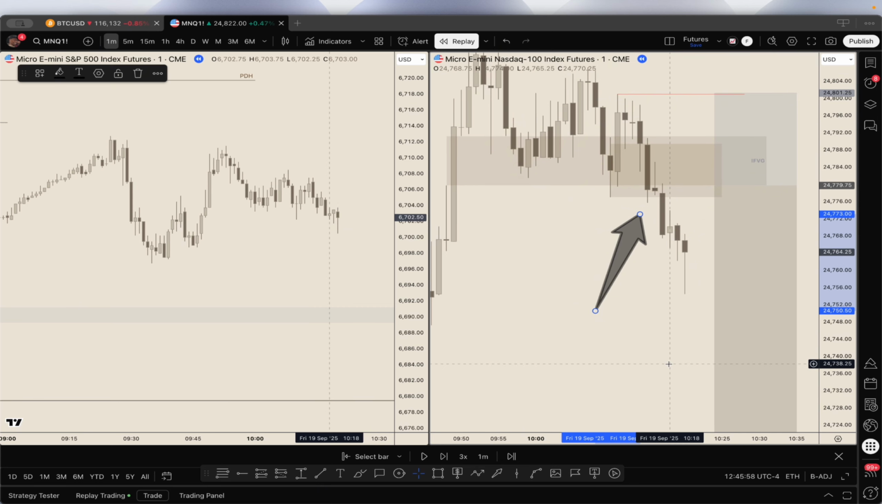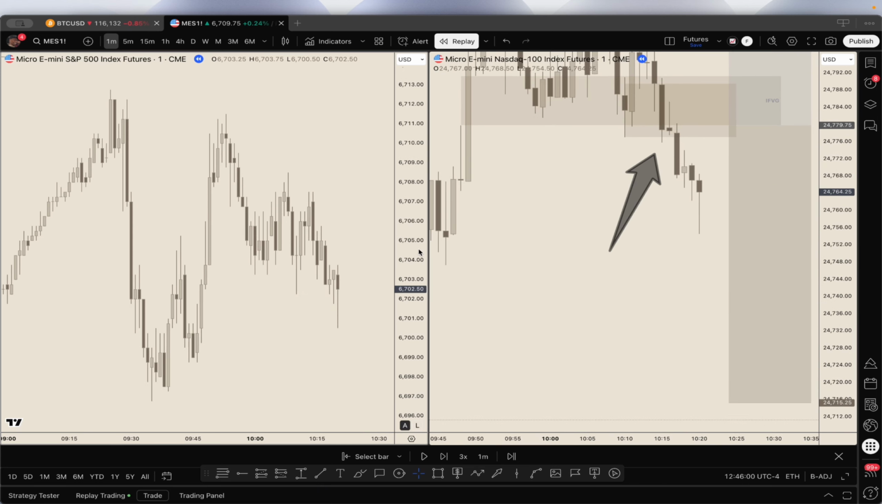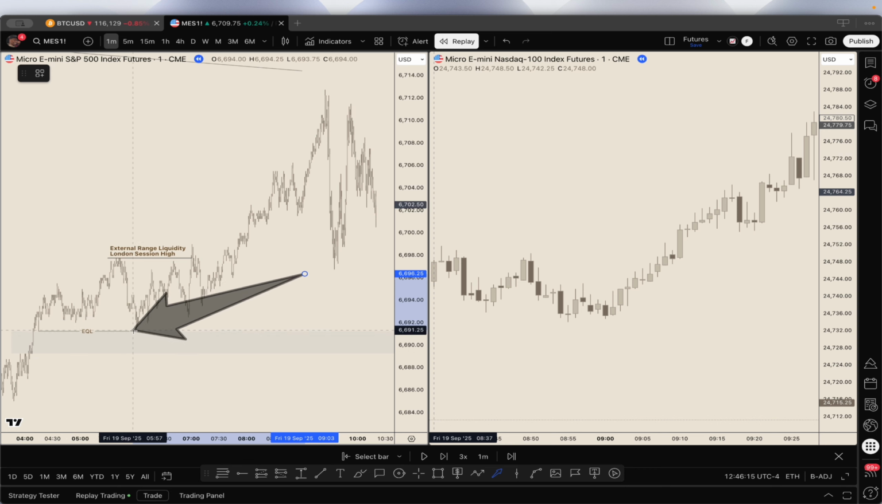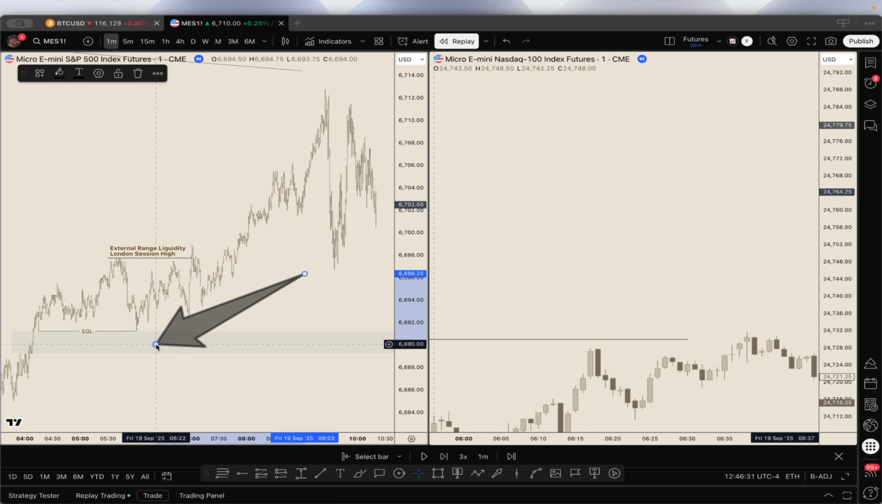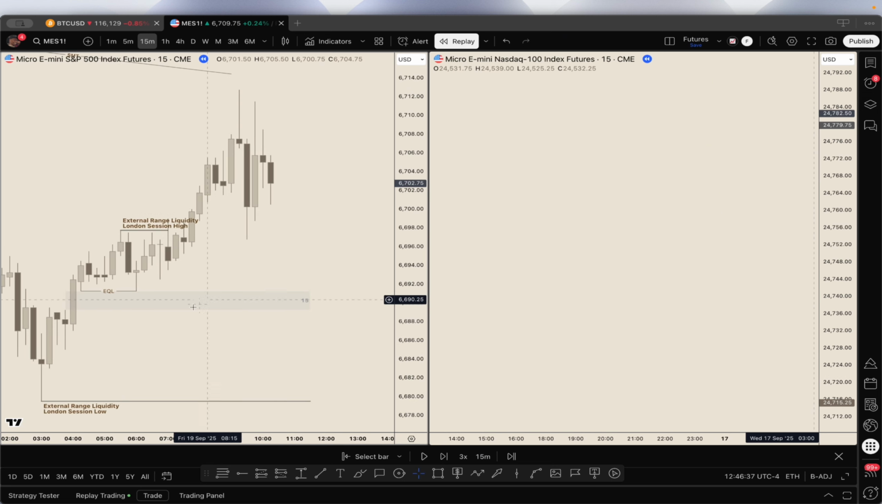And I'll show you one more thing that I was looking at on the downside. If you take a look at the chart on the left, I noticed that we had equal lows over here on S&P, and these lows were made at 6 a.m. So we had some equal lows, but right underneath those equal lows, we also had a 15-minute buy-side imbalance that had not been touched yet. So I'll show you that really quick. So this is what it looks like on the 15-minute.